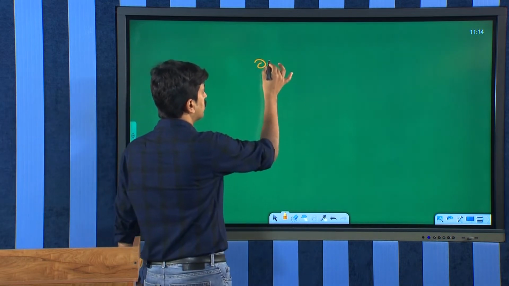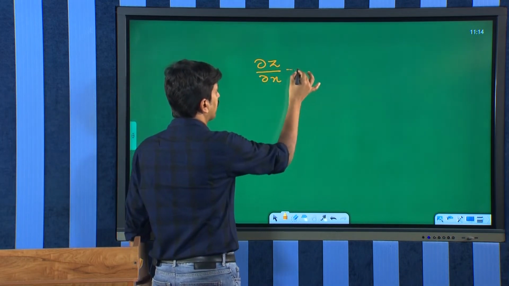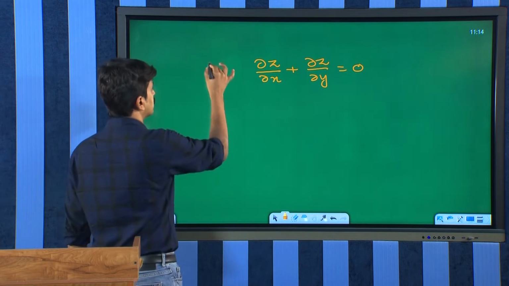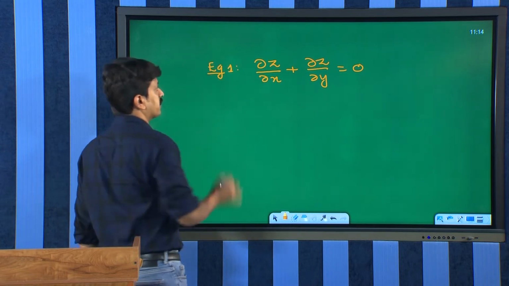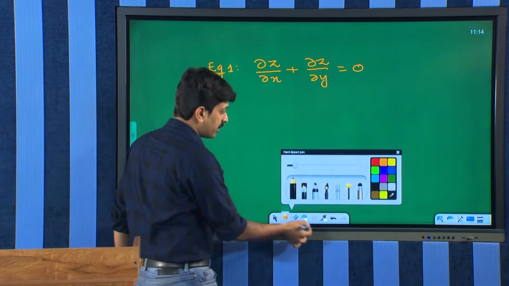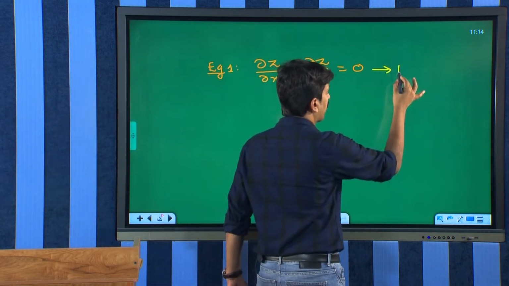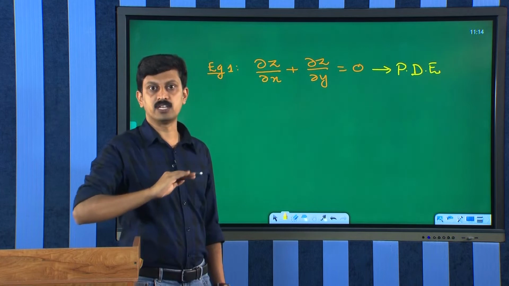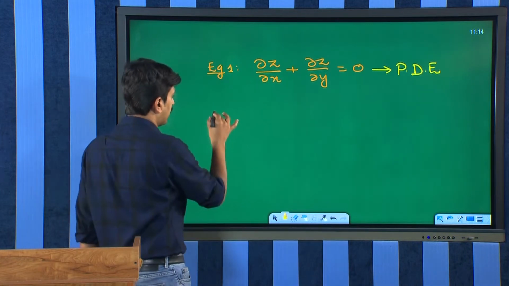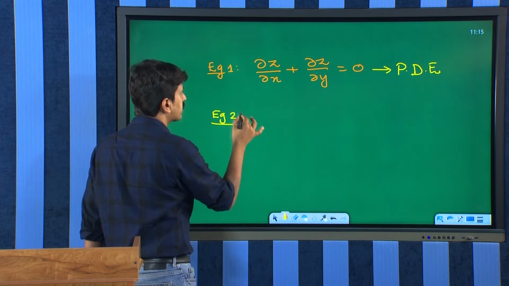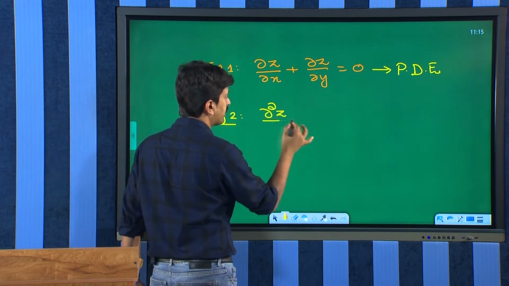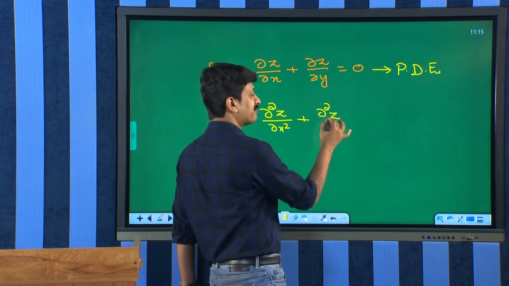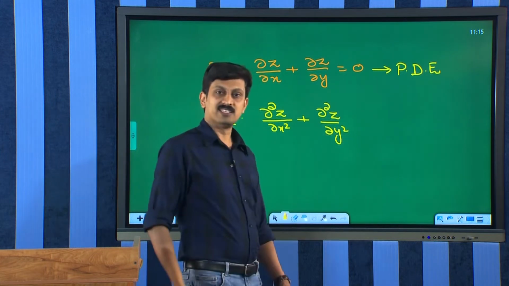See, we can have dou z divided by dou x and dou z divided by dou y is equal to 0. This is one example of a partial differential equation, a differential equation which involves only partial derivatives. This is what is called a PDE. In another example, example 2, we can have dou square z divided by dou x square plus dou square z divided by dou y square is equal to 0.